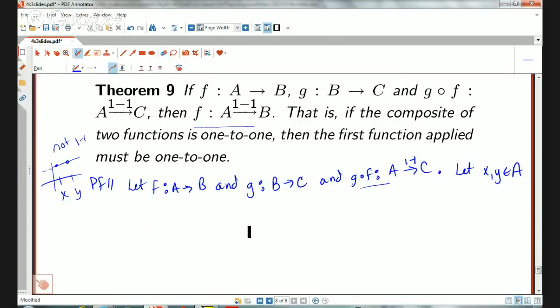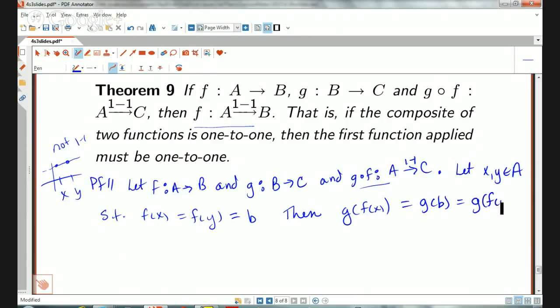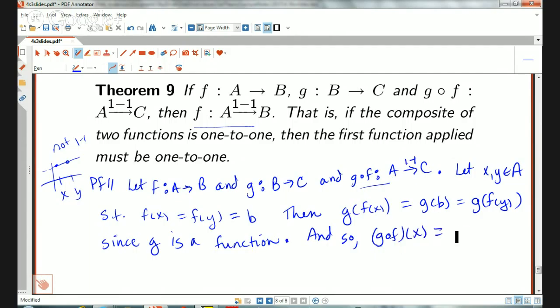Okay, so go back to right here, and it's one line after this. Let x, y be in A such that f of x is equal to f of y. And we're going to call that some value b in B. Then g of f of x has to be equal to g of b, which is equal to g of f of y, correct? Because g is a function. Now we have one more thing to apply and we're done. g is a function, so it has to take the same value to the same value. And so g composed with f of x is equal to g composed with f of y. g composed with f is 1-to-1. That tells you x is equal to y.